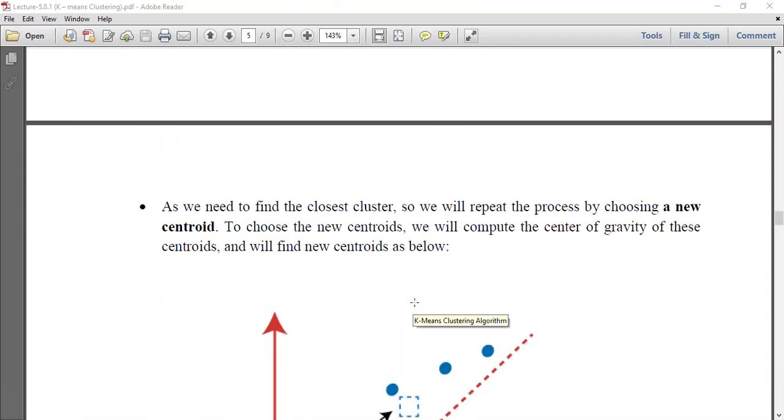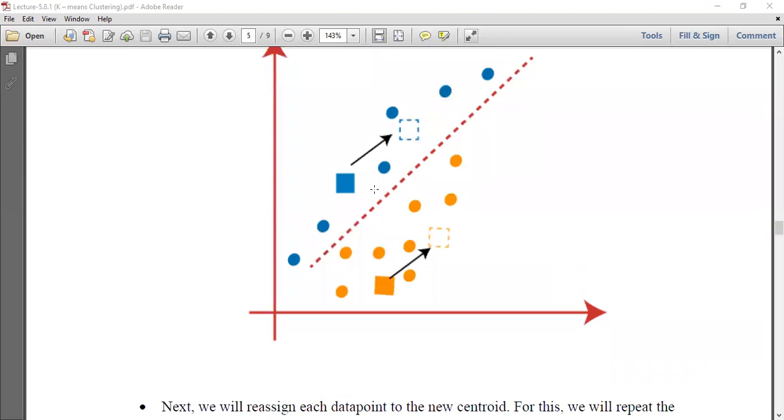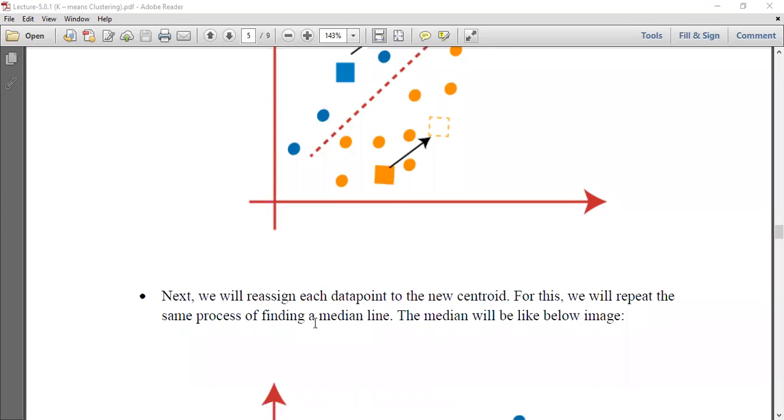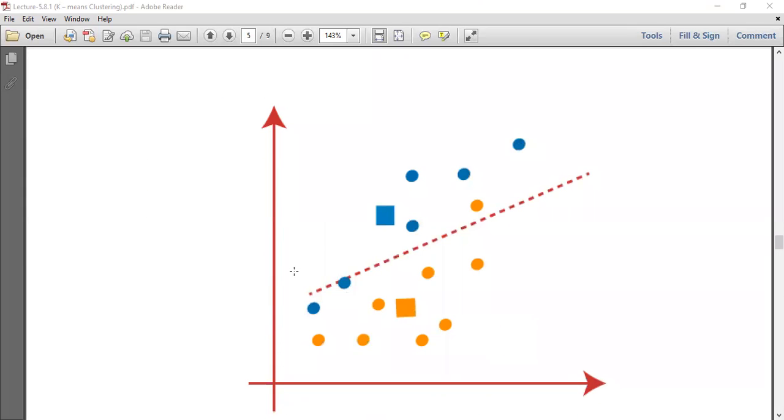As we need to find the closest cluster, we will repeat the process by choosing a new centroid. To choose the new centroid, we will compute the center of gravity of each cluster and find the new centroid as below. So we shift the centroid to this position so that each data point is nearer to its centroid. Next, we will reassign each data point to the new centroid. For this, we will repeat the same process of finding the median line. The median will be like below. So we just shift the median line, the hyperplane.